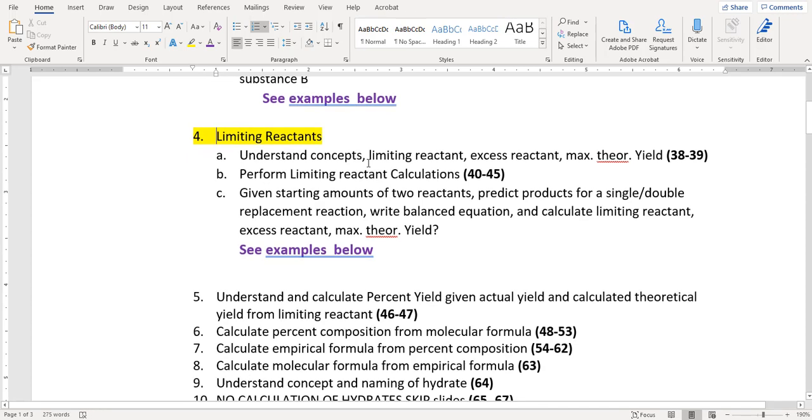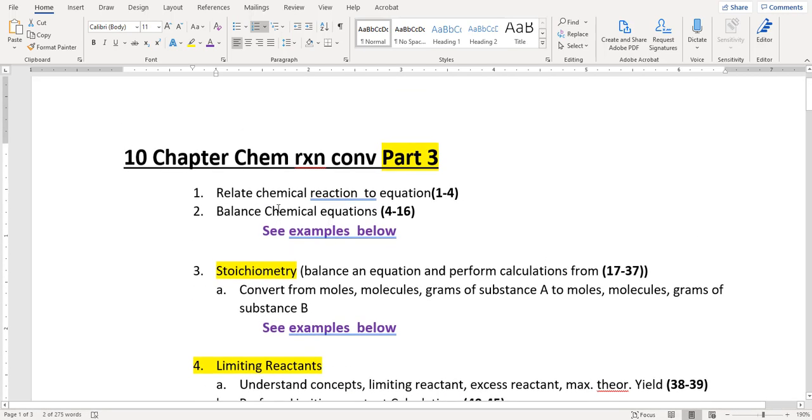Then we're going to get into miscellaneous calculations that you have to master, including calculating percent yield, percent composition, empirical formula from percent composition, and calculating a molecular formula. So let's go ahead and begin. We're going to start getting into chemical reactions and then balancing.